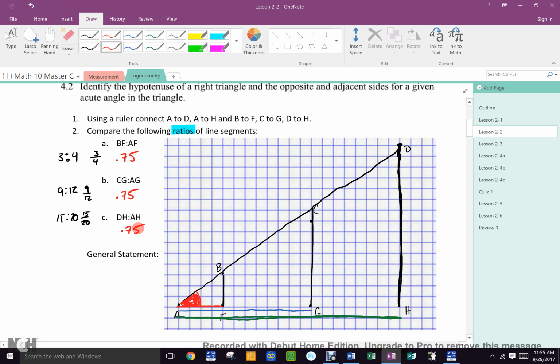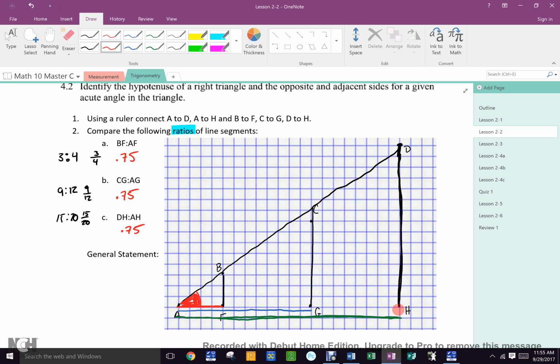What would happen if I took this line right here, A to H, and I walked all the way over to here? And then I took A to D, and I carried on all the way up to the ceiling. What would happen if I compared this to this? I would get 0.75. Does everybody see that pattern?